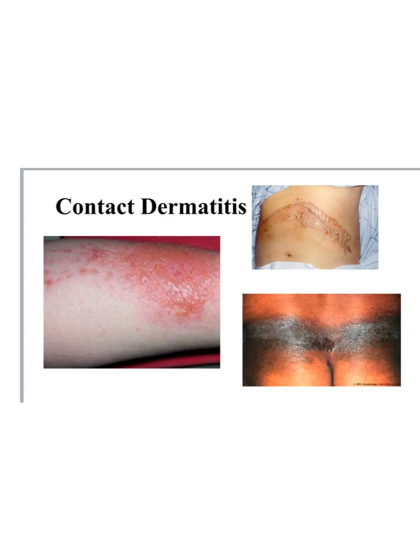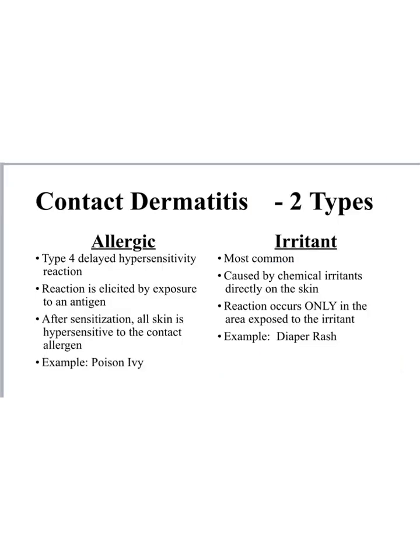The first condition that we're going to talk about is contact dermatitis. And contact dermatitis is exactly what it says. Somebody has come in contact with something that has caused inflammation, or itis, of their derm, their skin. So these pictures are all examples of people who have had contact dermatitis for various different reasons.